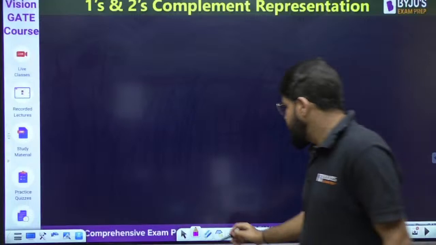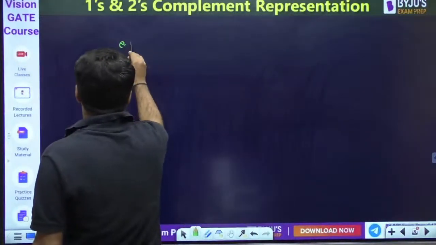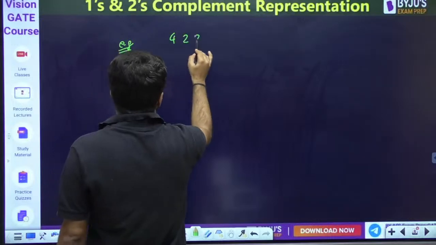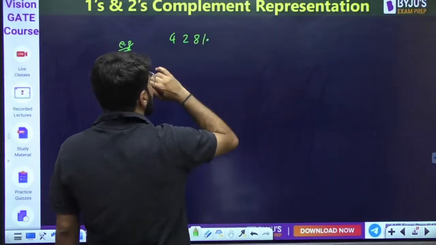Okay, let me take another example now. In this example, let me take another number. I can take any number, with any number of integral digits and any number of fractional digits.